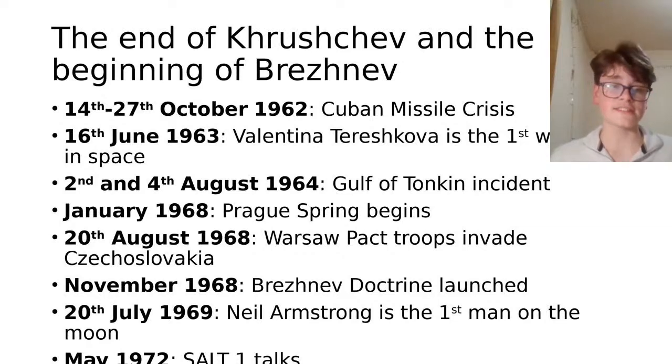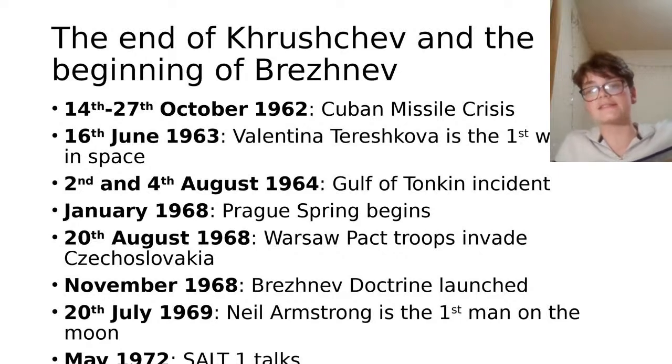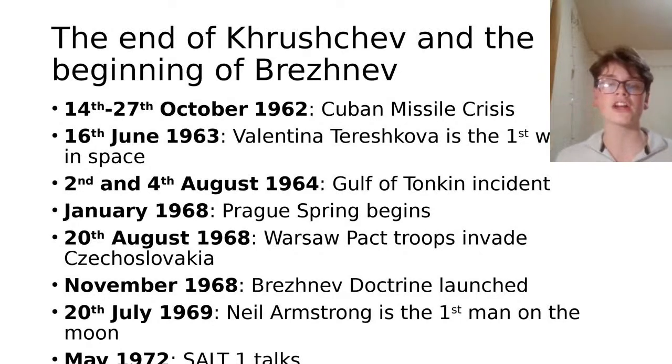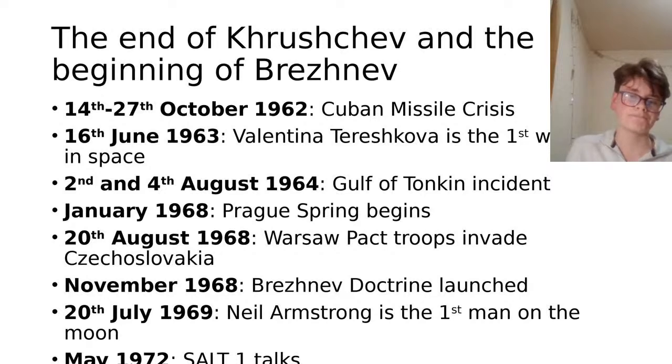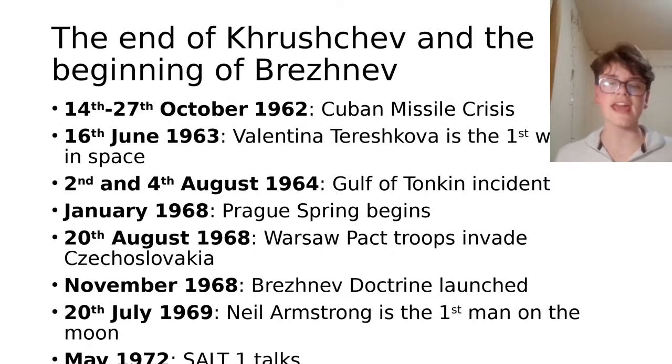And we're back to the space race again, and on the 16th of June 1963, Valentina Tereshkova is the first woman in space. On the 2nd and 4th of August 1964, we have the Gulf of Tonkin incident. And in January 1968 is the Prague Spring. 20th of August 1968, Warsaw Pact troops invade Czechoslovakia after they plan to leave the Warsaw Pact. And in November 1968, Brezhnev Doctrine is launched, which basically states once you become a communist, you must stay a communist, keeping all communist countries communist.